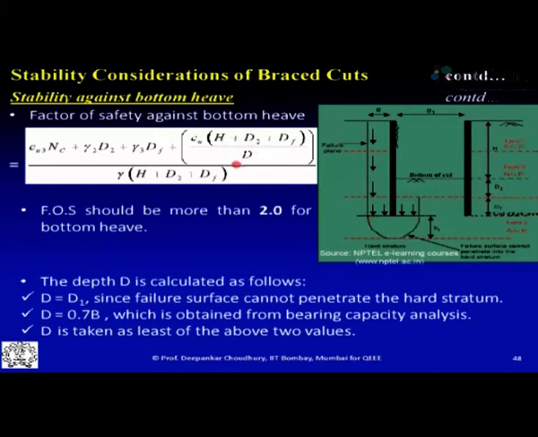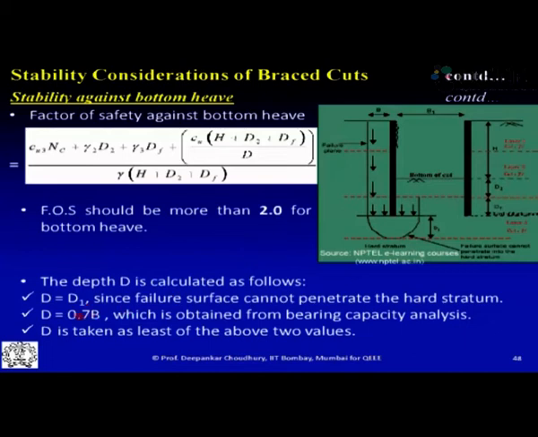Now how is this distance D calculated? This distance D should be either D1, which is nothing but the distance from the end point of the diaphragm wall to wherever the hard stratum is coming, or B by root 2, which we typically take. B is nothing but this distance. B can be considered equal to the width of this cut, that is the braced excavated portion, because accordingly you can say this is the influence zone and that much soil is coming up.